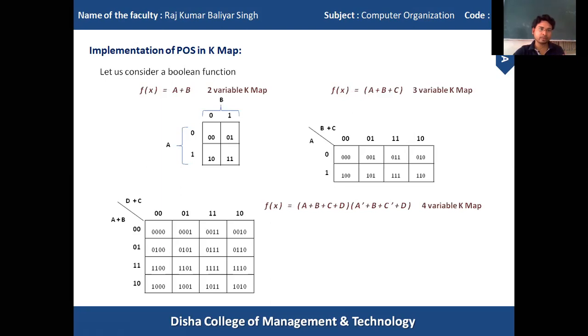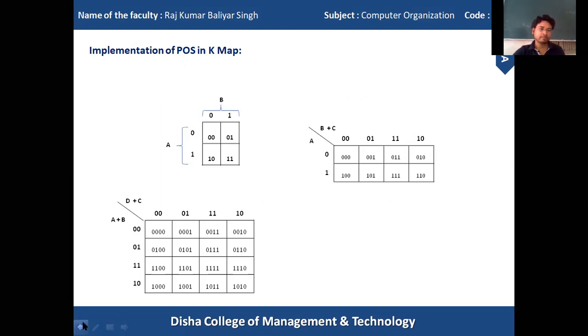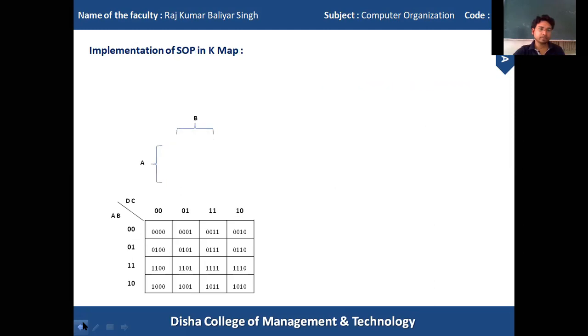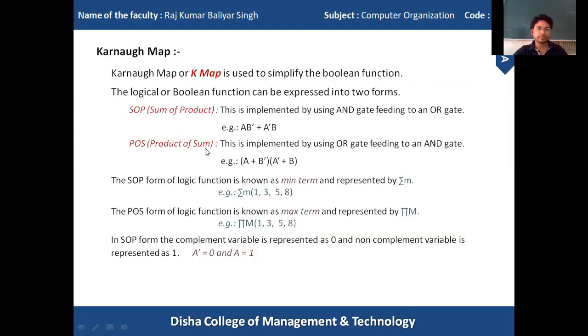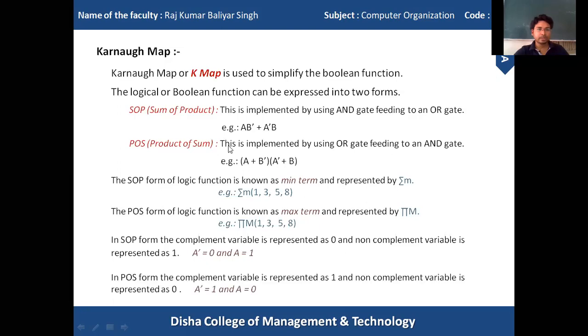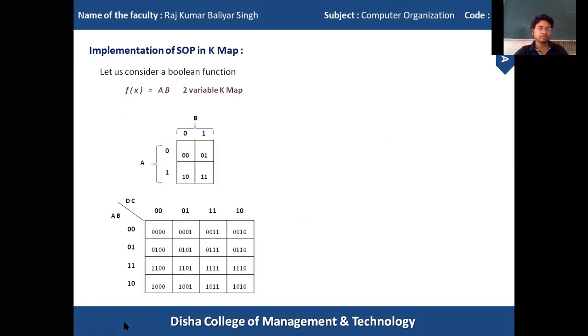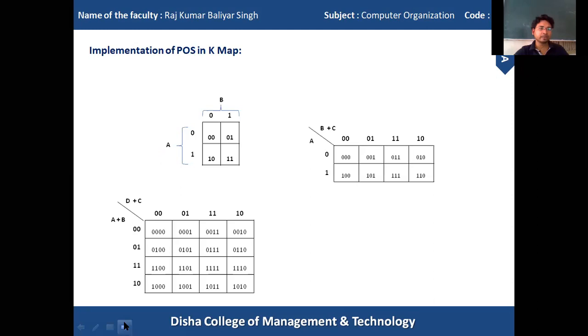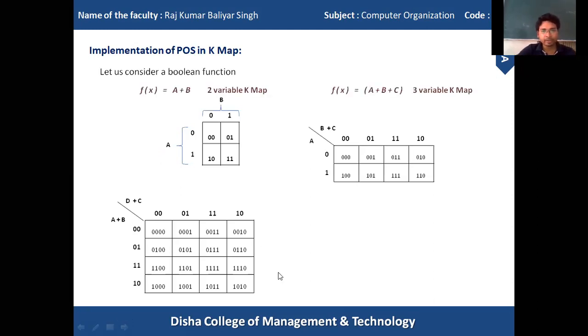POS, the product of sum. Okay, this is product of sum. This one is implemented by using an OR gate feeding into an AND gate. It is also represented in max terms with a pi value, pi of capital N.